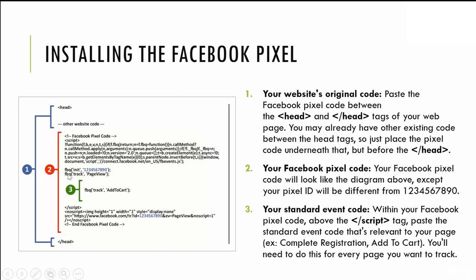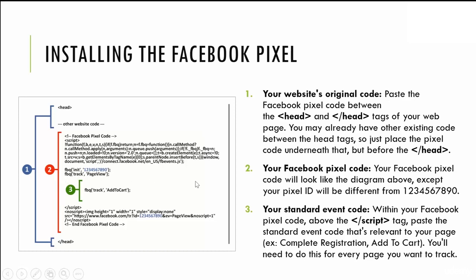Now remember, one thing that's going to be different is obviously your pixel code. I just input 1, 2, 3, 4, 5, 6, 7, 8, 9, 0. So this will be one thing that's different. And finally, number 3 is your Facebook tracking. What is the standard event code that you're tracking? So as you can see, we're tracking that page view no matter what.